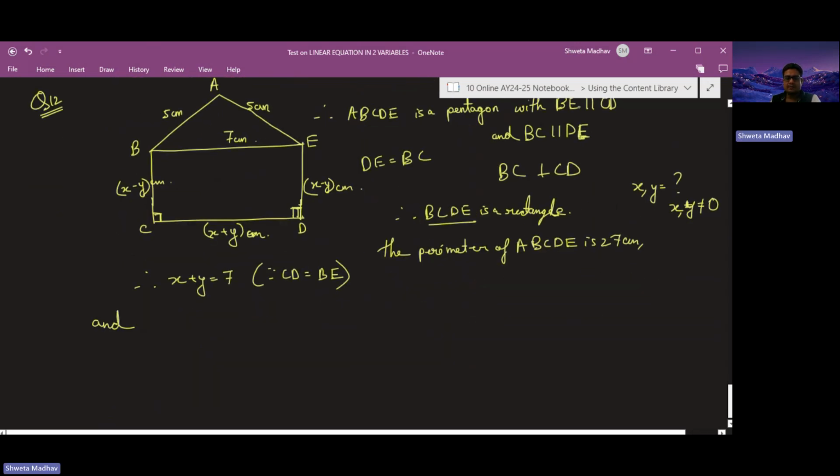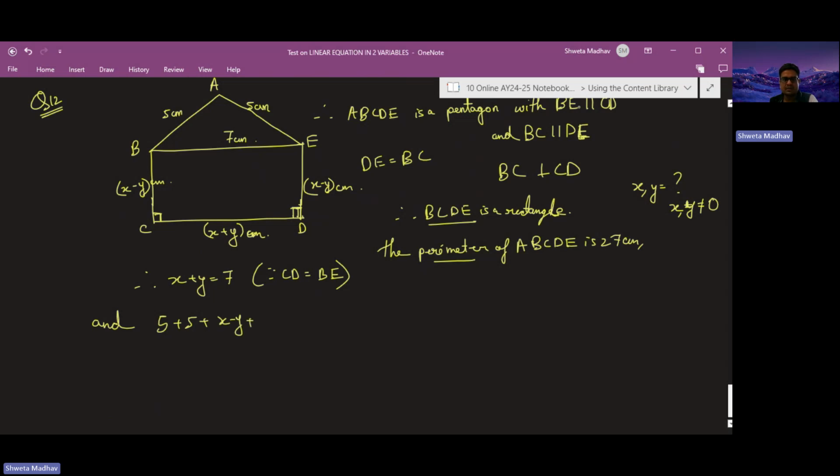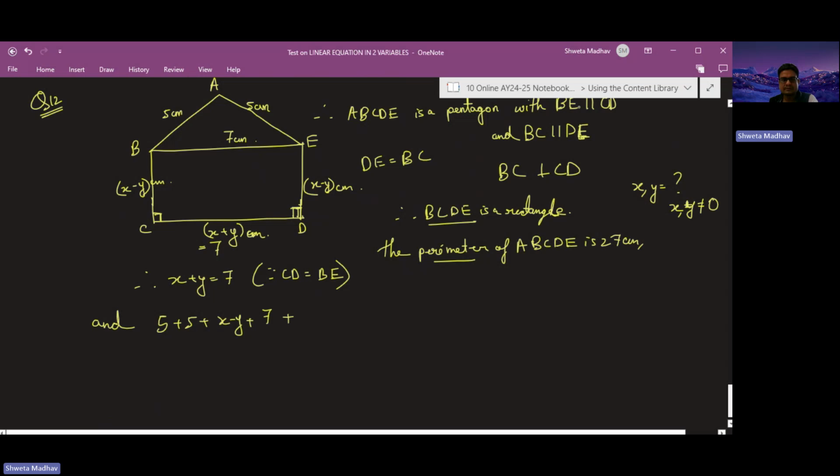And the perimeter of ABCDE will be 5 plus 5 plus x minus y plus x plus y, which is 7. So this I can tell as 7 also, plus 7 plus x minus y, that is equal to 27. So hence we can say that 2 into x minus y plus 17 is equal to 27. So 2 into x minus y is equal to 10, since 27 minus 17 is 10. So I can say x minus y will be equal to 5.